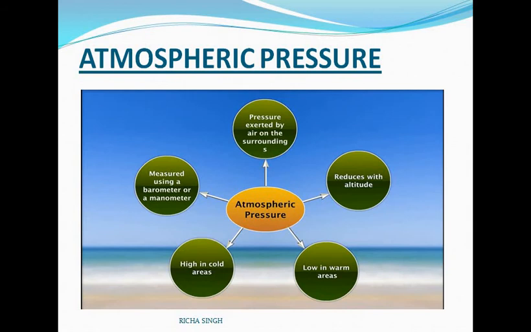Atmospheric pressure is the pressure exerted by air on the surroundings. First thing, the pressure that is exerted by air is atmospheric pressure. Then the relations that have to be understood are: it is high in cold areas, it is low in warm areas, and it reduces with altitude. Just now we discussed that if the depth is decreased, the pressure will also decrease. The instrument that is used for measuring atmospheric pressure is a barometer or a manometer.